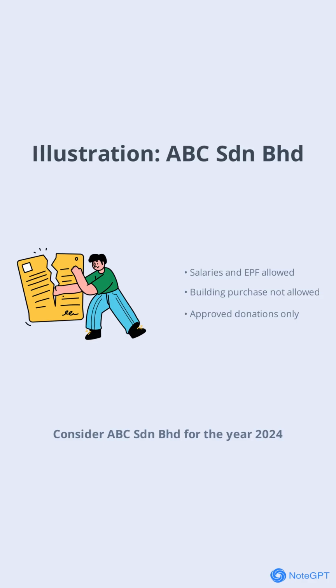Consider ABC SDN BHD for the year 2024. Salaries and wages as well as EPF contributions are allowable expenses. However, the purchase of an office building, traffic fines, and staff team outings for personal reasons are not deductible. Only donations to approved charities are allowed. This example shows how careful categorization is crucial for tax compliance.